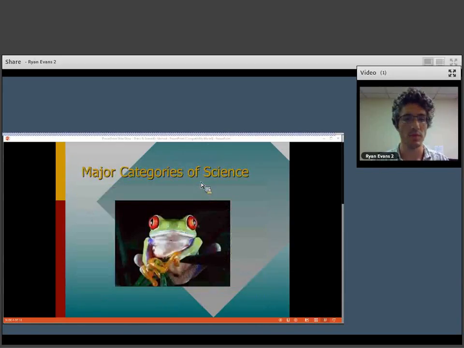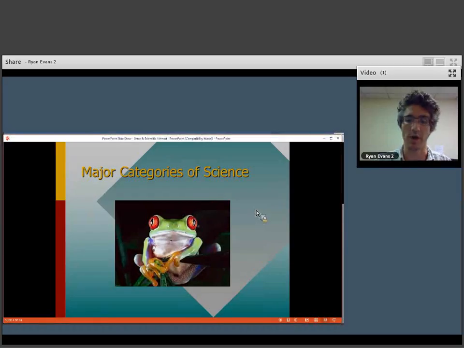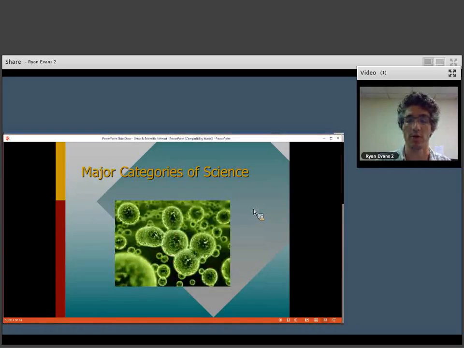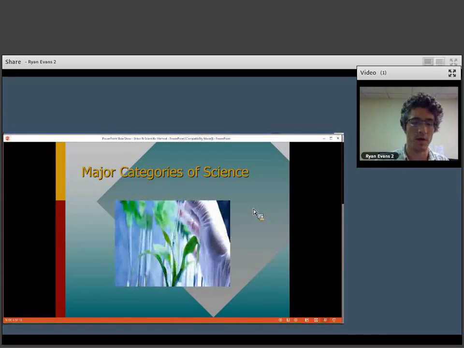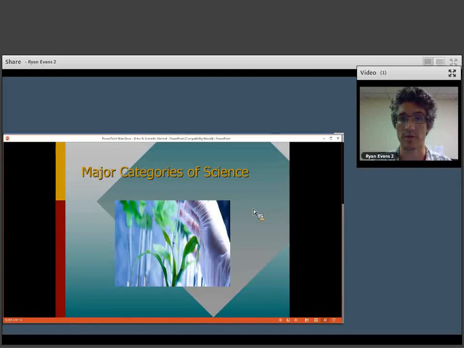Now, science explains nature. There are many different branches of science. There's the life sciences, such as studying living things from the macro level, like this frog here, all the way to the micro level, talking about macromolecules and cells. You still have to use scientific investigation and scientific methods, tools, and technologies to study.